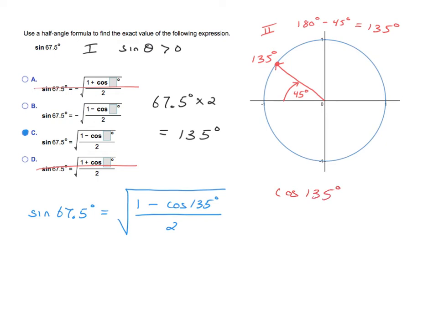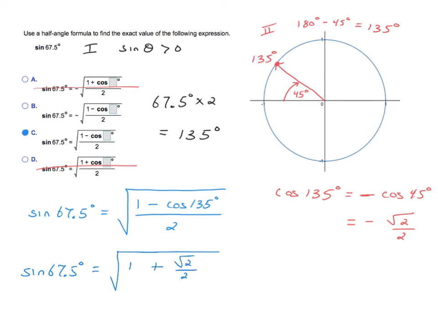So what is cosine of 135 degrees? That is either equal to cosine of its reference angle, which is 45 degrees, or it's the negative of it. In the second quadrant, cosine is negative, so that means cosine of 135 degrees is the negative of cosine of 45 degrees. And cosine of 45 degrees is root 2 over 2. All right, to completely simplify this, I'm going to replace this with the negative of root 2 over 2. I'll have a negative, and that makes it positive. So sine of 67.5 degrees is equal to the positive square root of 1 plus root 2 over 2, and that whole thing is divided by 2.